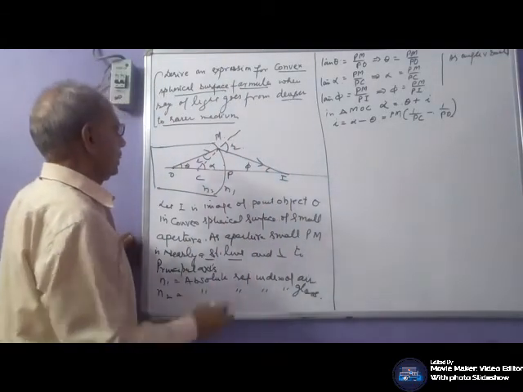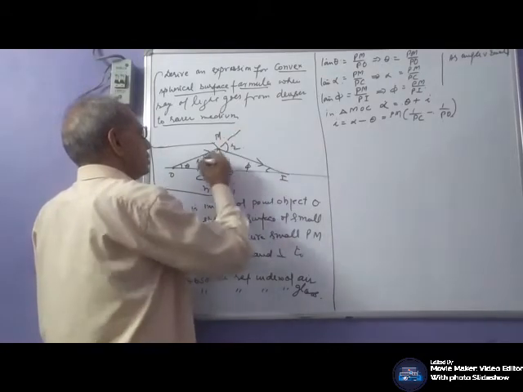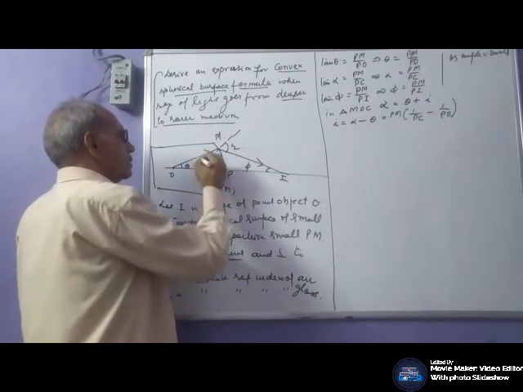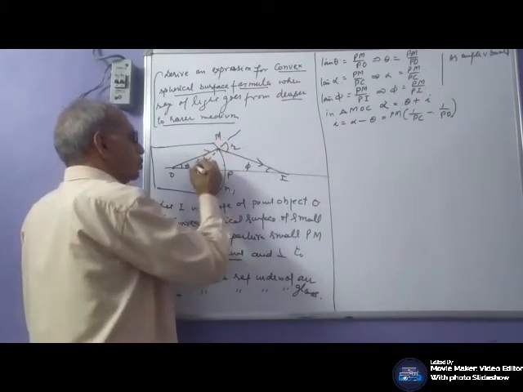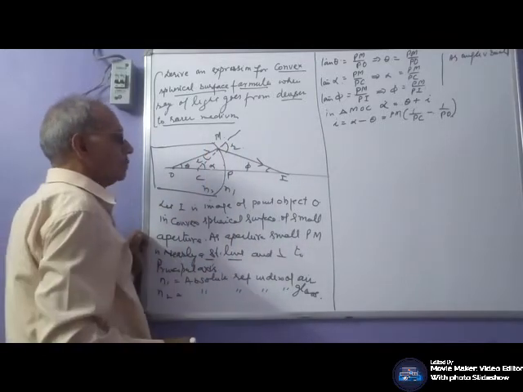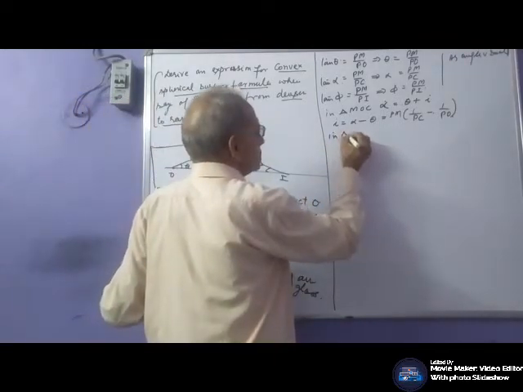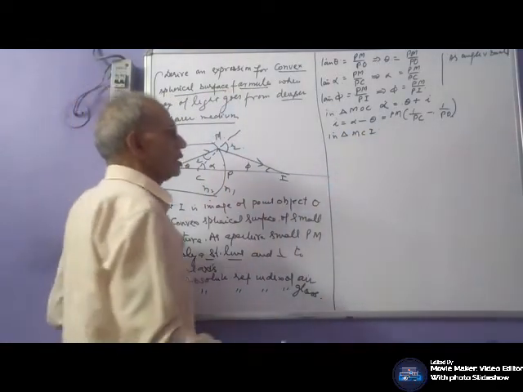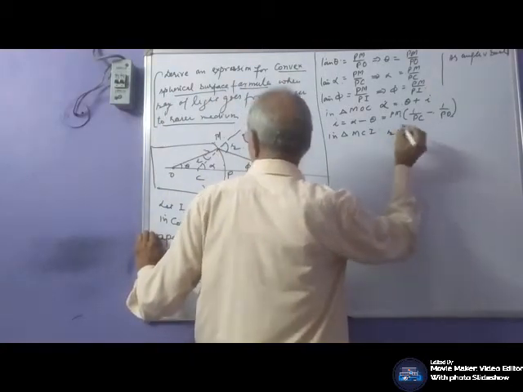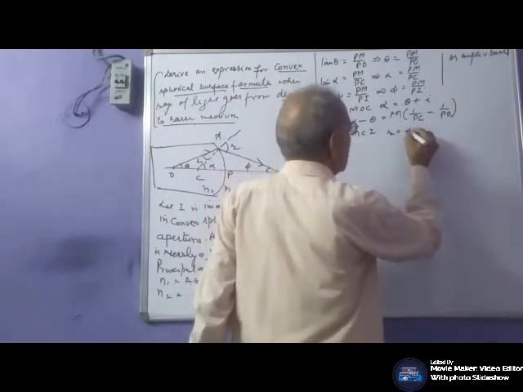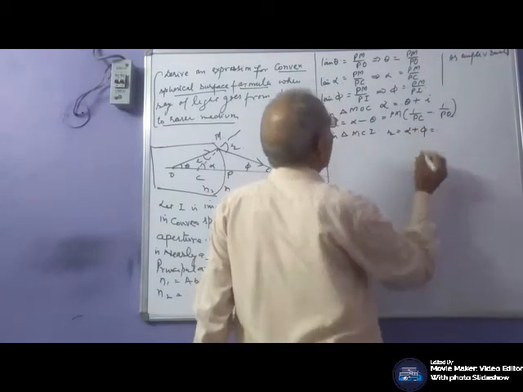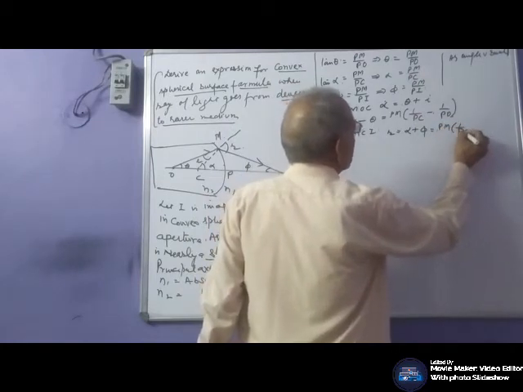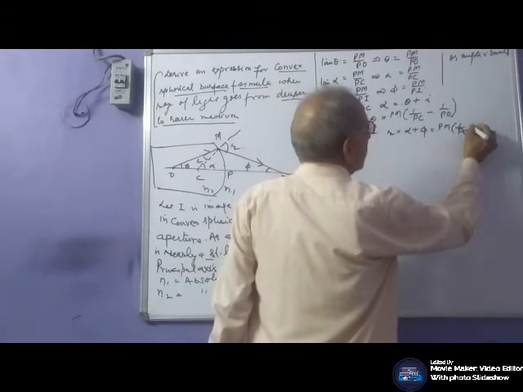R: this is the normal, so in this triangle MCI, R is the external angle. R is alpha plus phi, so alpha is PM times 1 by PC, plus phi, PM times 1 by PI.